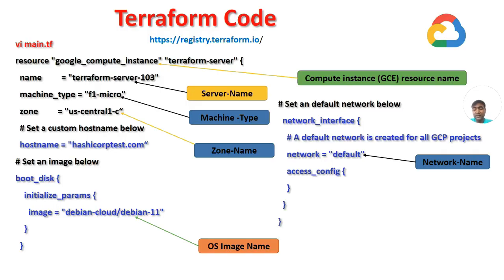Guys, as you can see here, this is the Terraform main.tf file. I highlighted all the points like compute instance, resource name, server name, machine type, zone name, OS image name, network name and more. Guys, all the code is available in the Terraform registry. Copy the code from the Terraform registry and, based on your requirement, create and modify it.